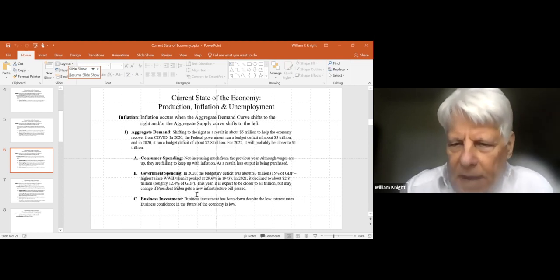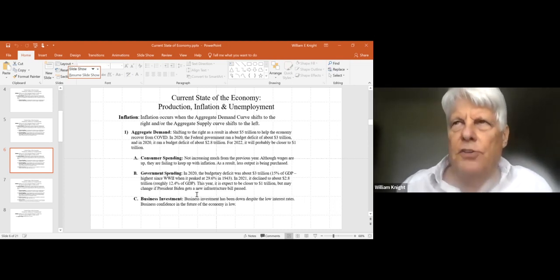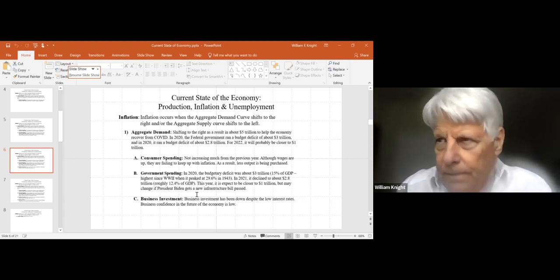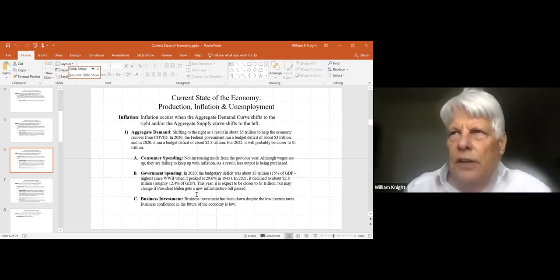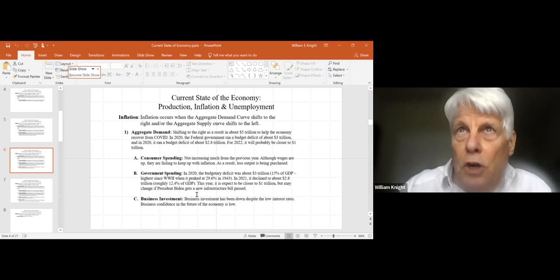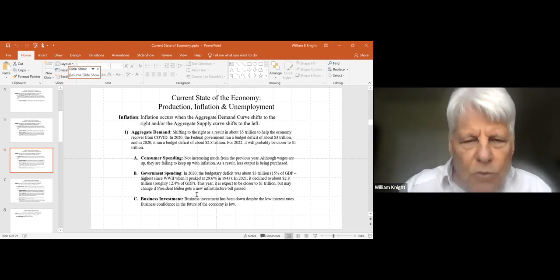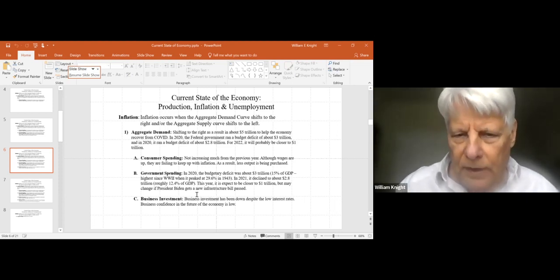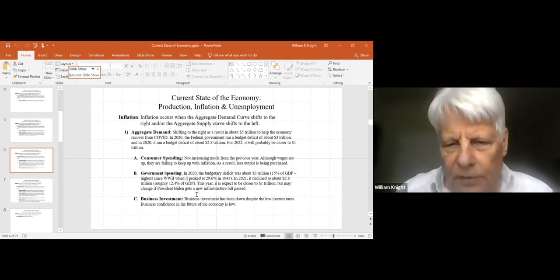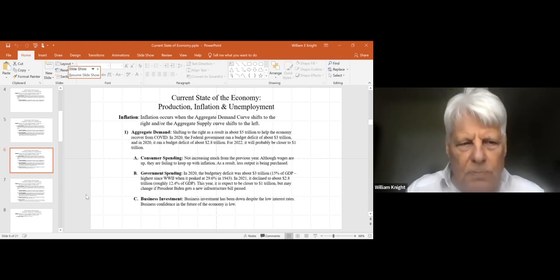Business investment has been down despite low interest rates. And that is because businesses lack confidence in the future performance of the economy. It is confidence in the future performance of the economy that will determine the CFO's assessment of the expected rate of return on investment. And if the CFO is pessimistic about the economy, those expected rates of return on investment will be low. And as a result, business investment will be low. So the consumer isn't spending very much. The businesses aren't spending very much.